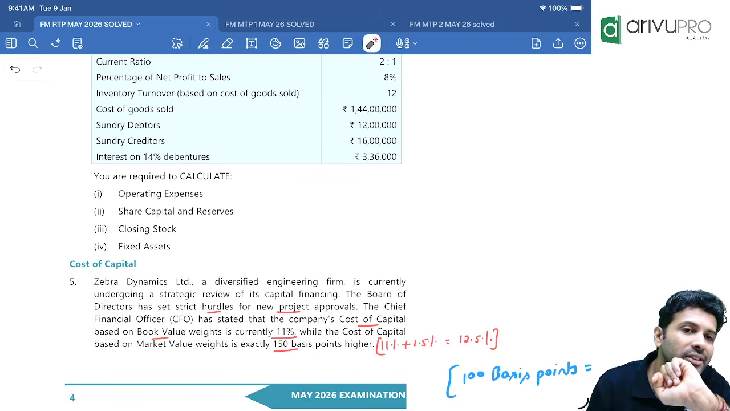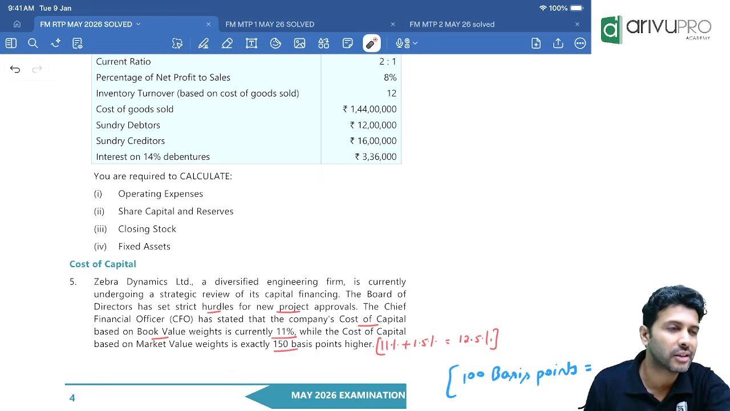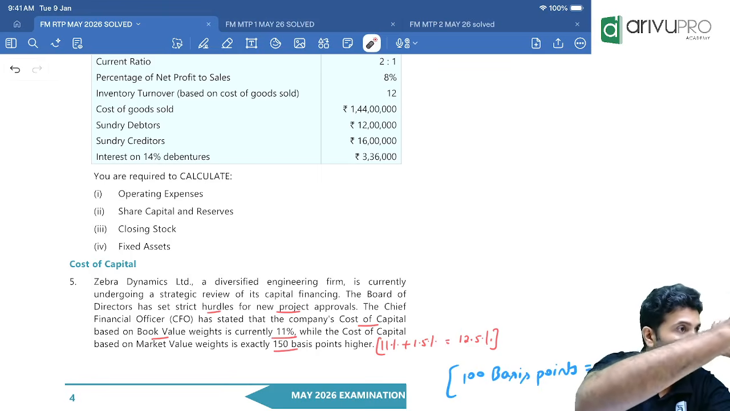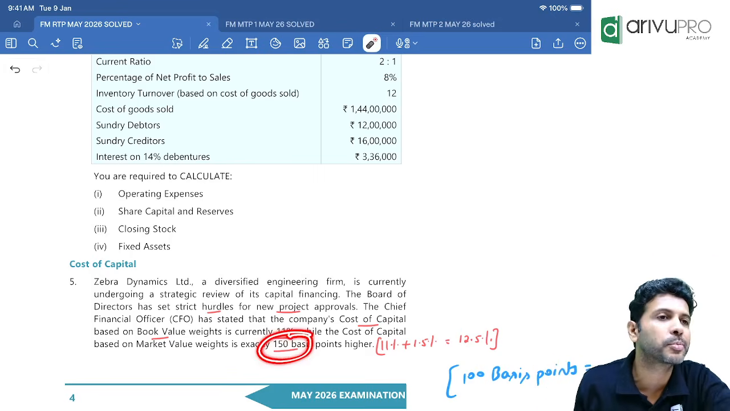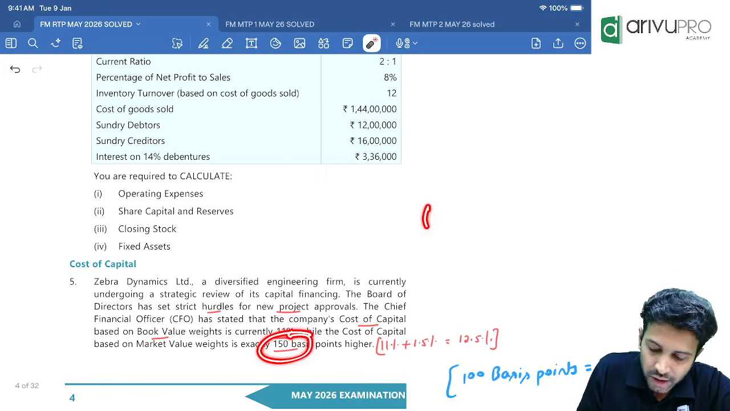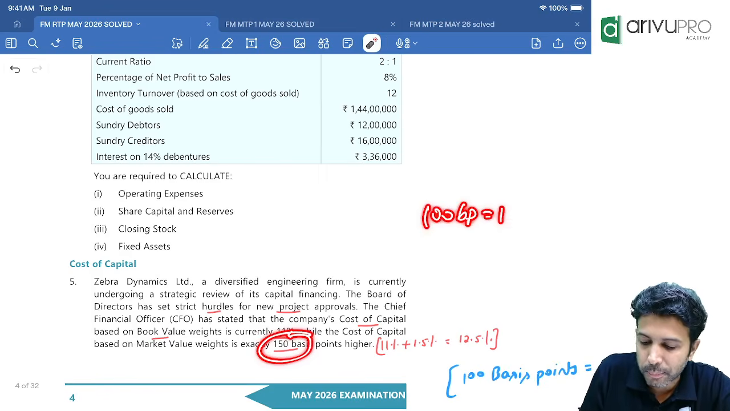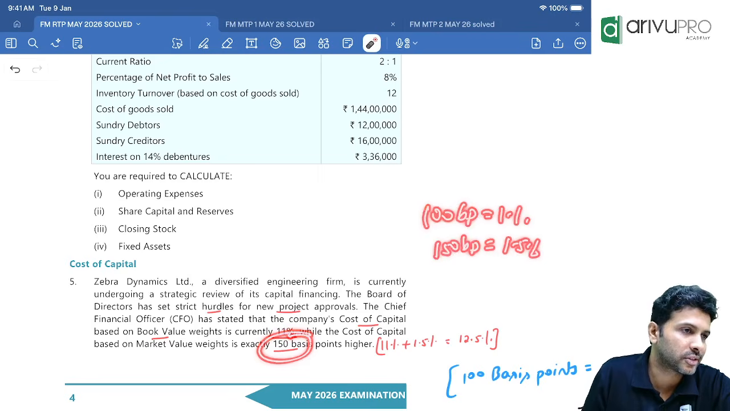100 basis points means 1%. Normally you will see the RBI raise the repo rate by, they'll say, basis points. That's common language. 150 basis points means how much percentage? If 100 basis points is 1%, then 150 basis points will be 1.5%.